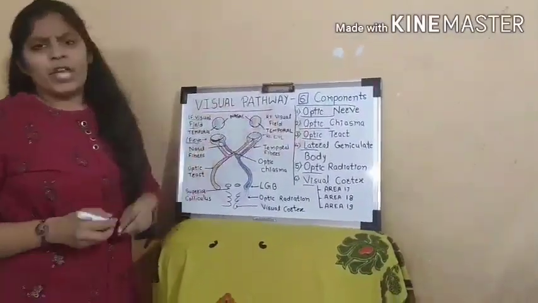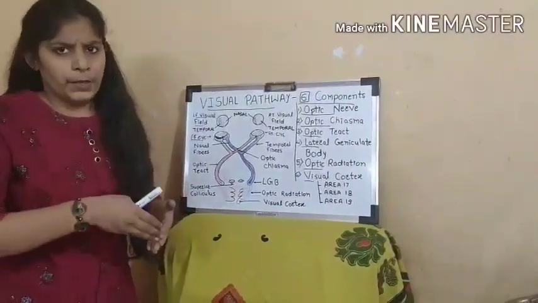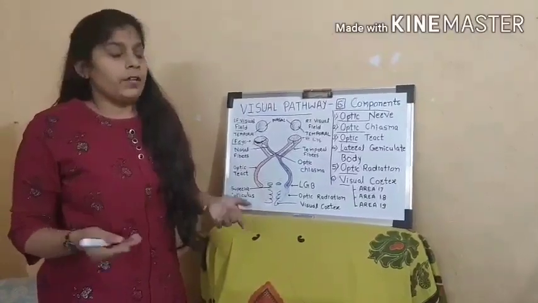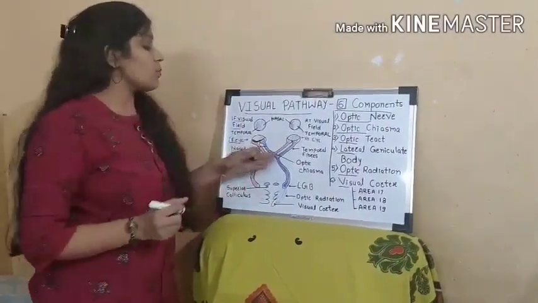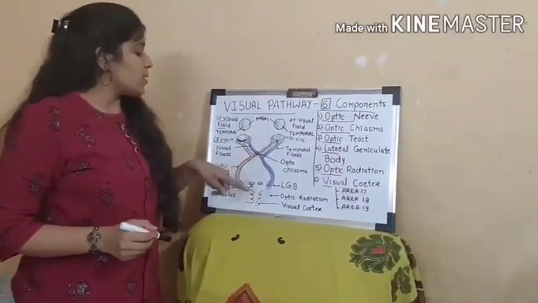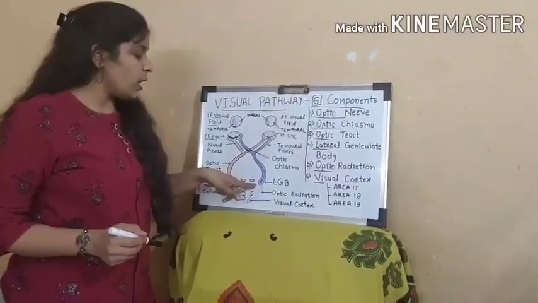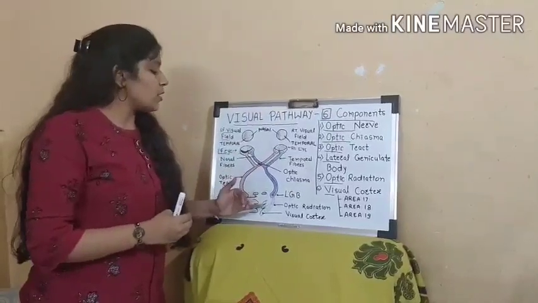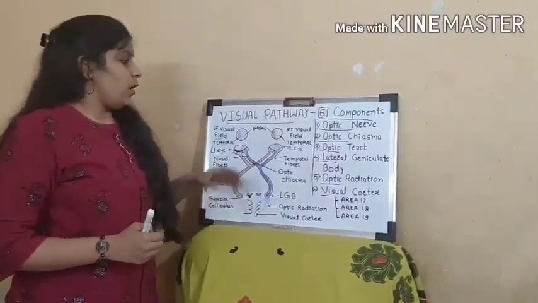In the case of the optic chiasma, the medial fibers of each optic nerve cross in the midline to form the optic tract. The crossing of medial fibers forms the optic chiasma. By the optic tract, the impulses from the optic chiasma are transmitted towards the lateral geniculate body, and in the lateral geniculate body, the neurons carry impulses towards the visual cortex by optic radiations.